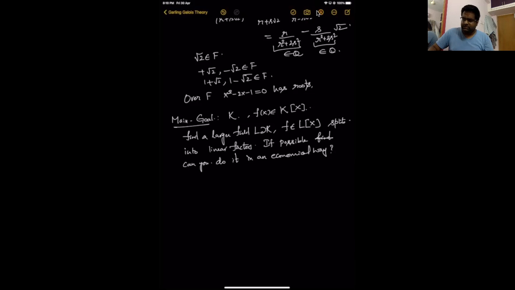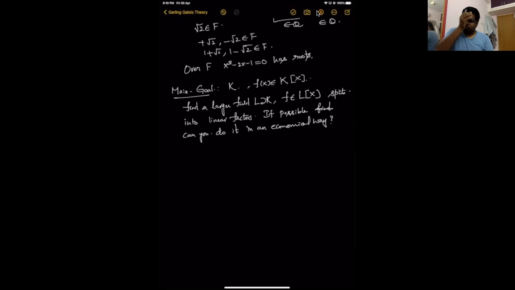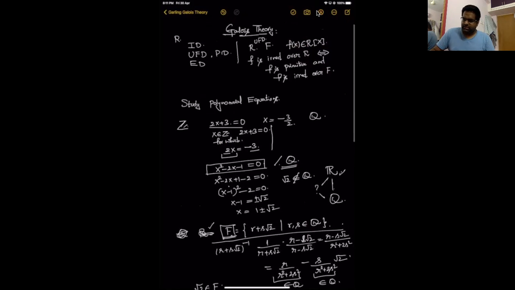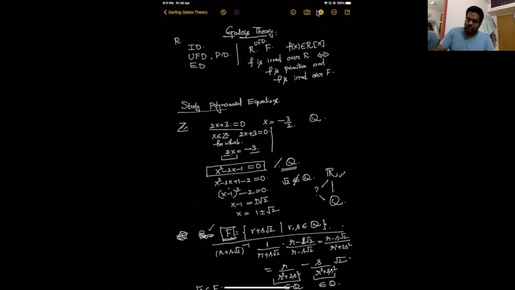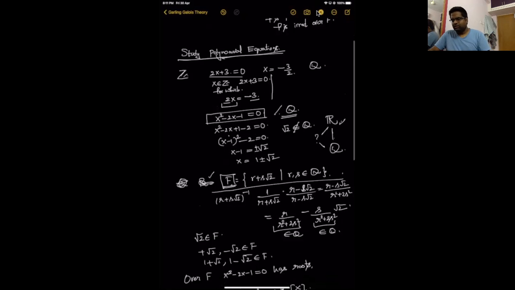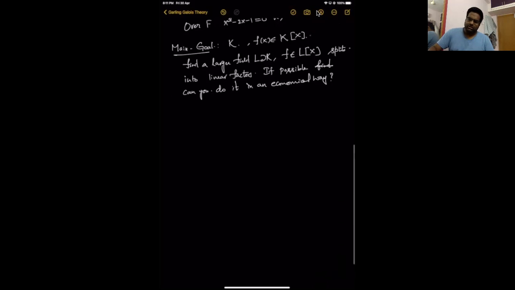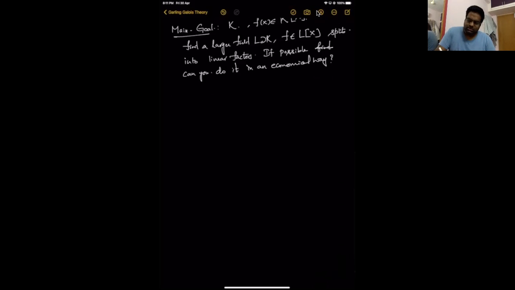So that is the question. Okay. So this is the motivation for studying polynomial equations and their study by Galois theory. And you will see many uses of polynomial equations and their study by means of Galois theory. So let us start the theory.